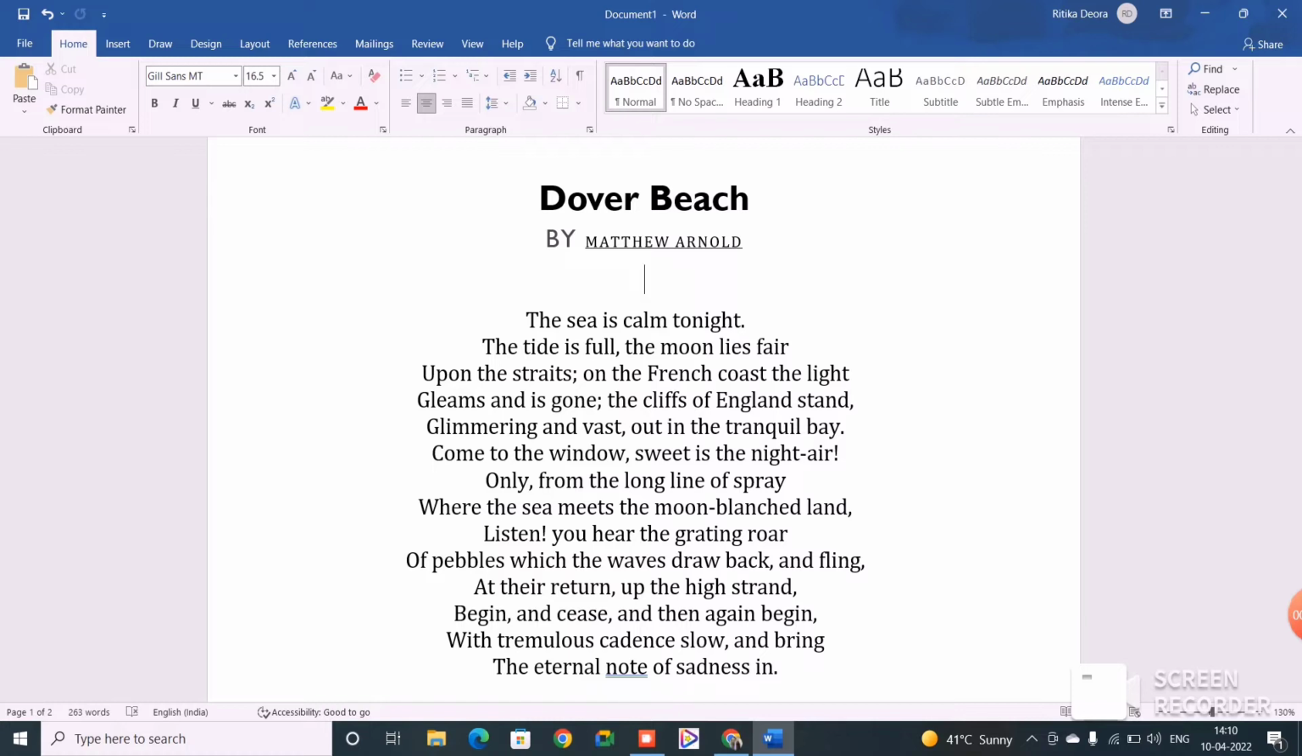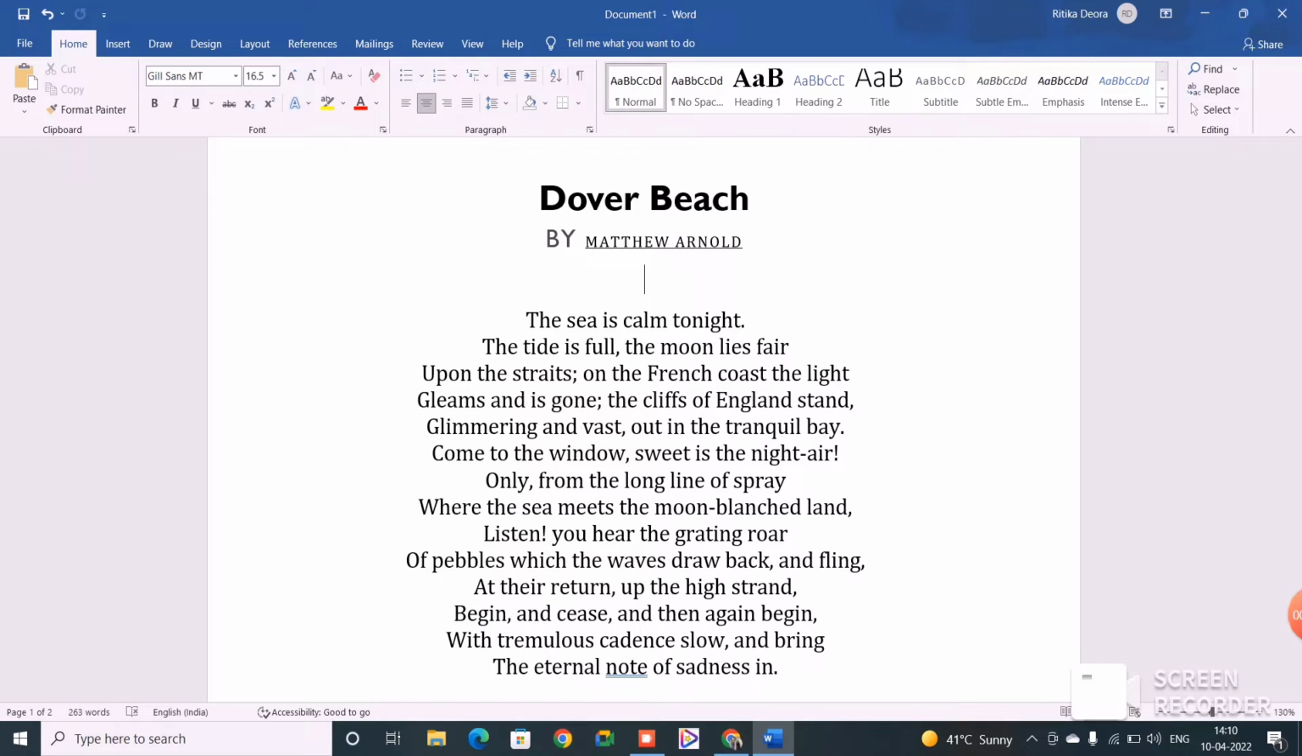Initially, I'll tell you a brief introduction about the poem, which will help you to understand the background of this poem. Then I'll give you a line-by-line explanation of the entire poem. And then towards the end, I'll discuss some of the most central themes of this poem, which will not only help you to understand the poem to its depth, but it will also help you to write answers in exam. So with this, let us start the poem Dover Beach.